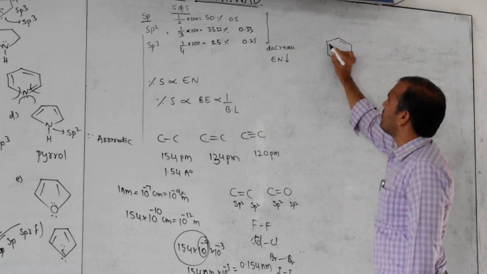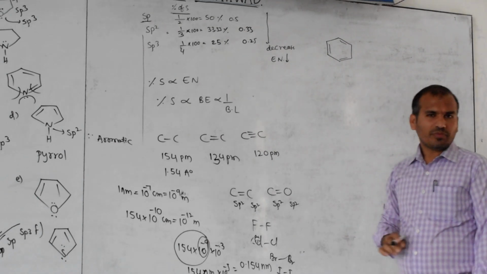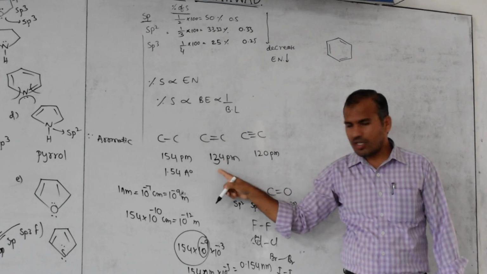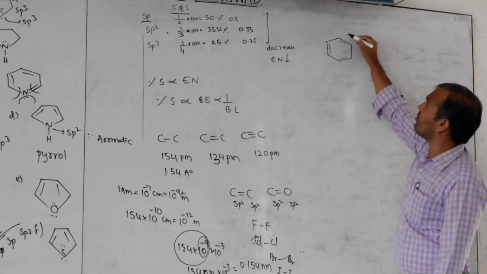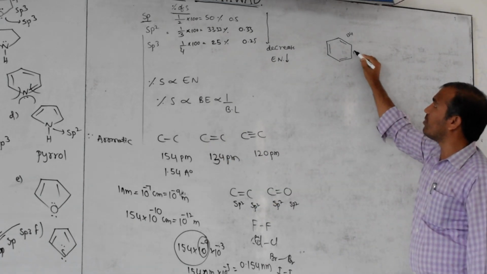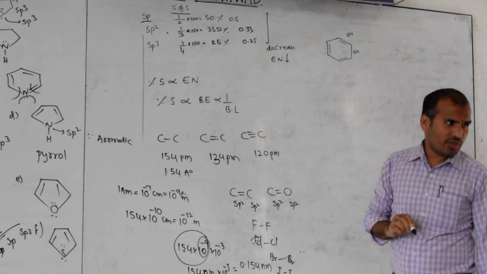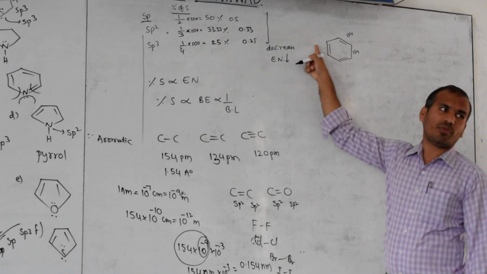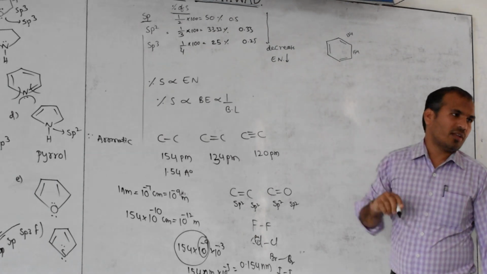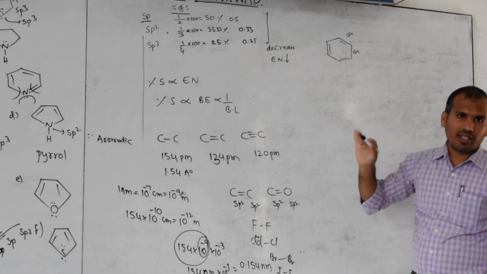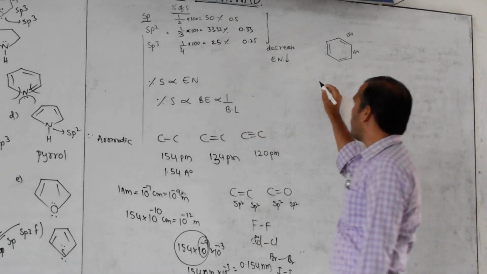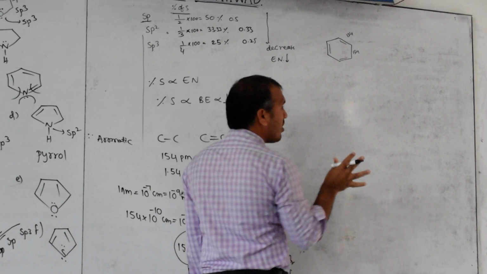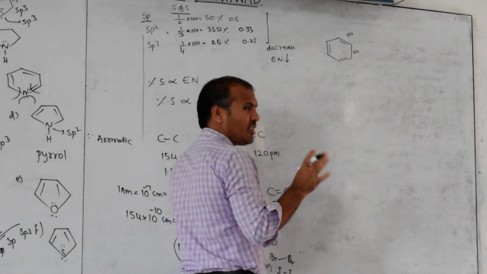This is also important. In benzene, the double bond is 134 picometer and the single bond is 154 picometer. Double bond 134, single bond 154. But they are asking the question: in benzene, what is the bond length of all bonds? It is generally the same here.